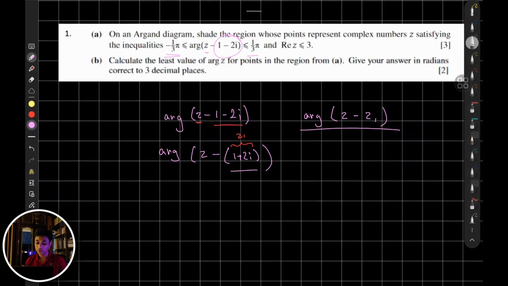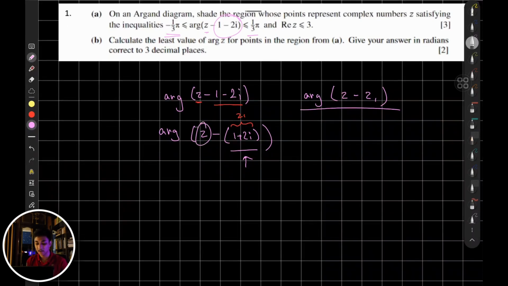So we know this is a complex number, right? This is unknown. We don't know what z is. We know z1, calling it z1. We know it is 1 plus 2i. So on an Argand diagram, simply plot the complex number that is known to you.